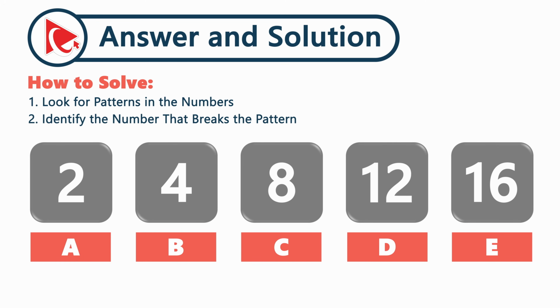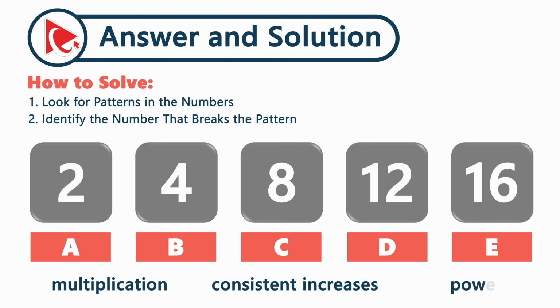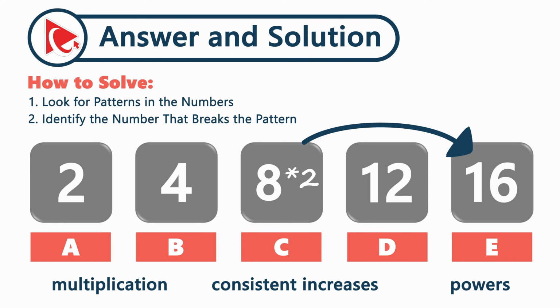Let's first examine the sequence for common mathematical patterns. What are those? Multiplication, consistent increases, or powers. If we think it's multiplication, we need to multiply it by 2. 2 multiplied by 2 is 4. 4 multiplied by 2 is 8. So far so good, right? But it breaks here. 8 multiplied by 2 would be 16. Which might be a solution since number 12 doesn't belong, right? And the correct answer would be choice D.